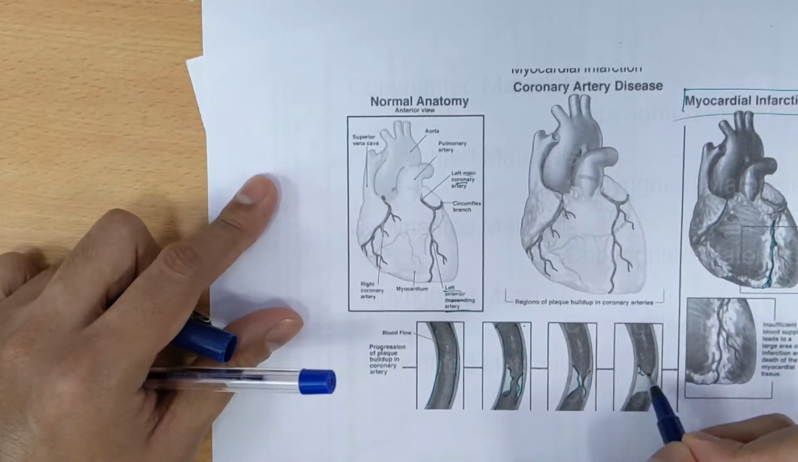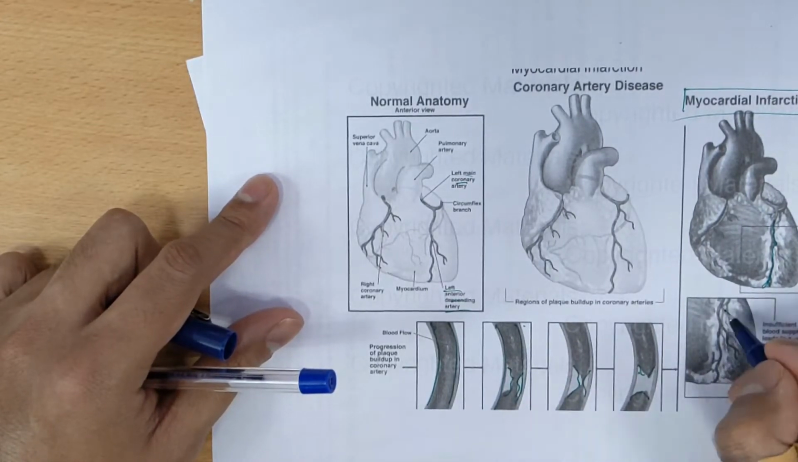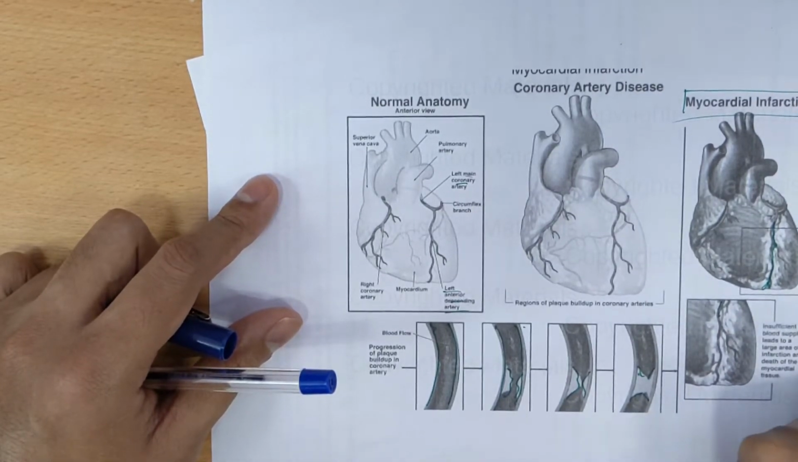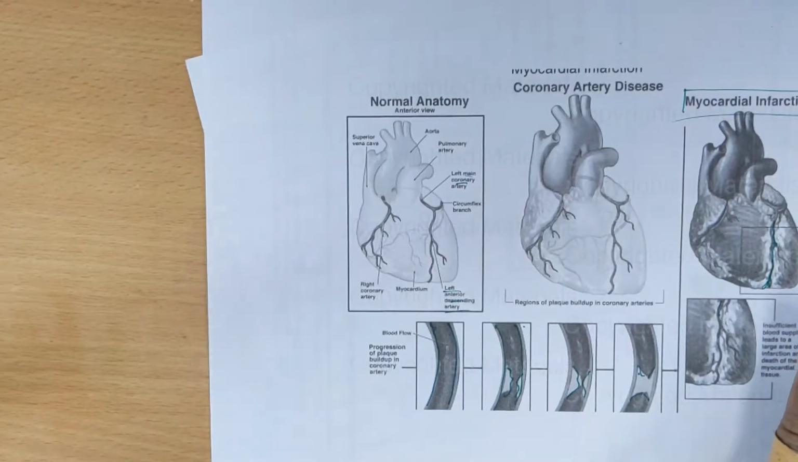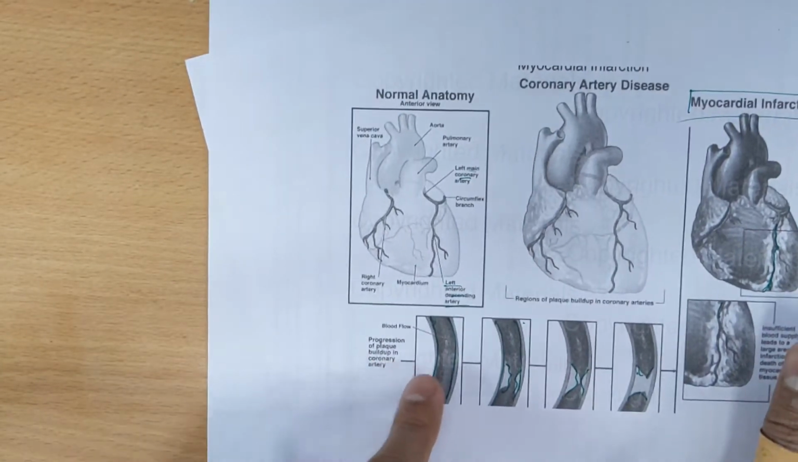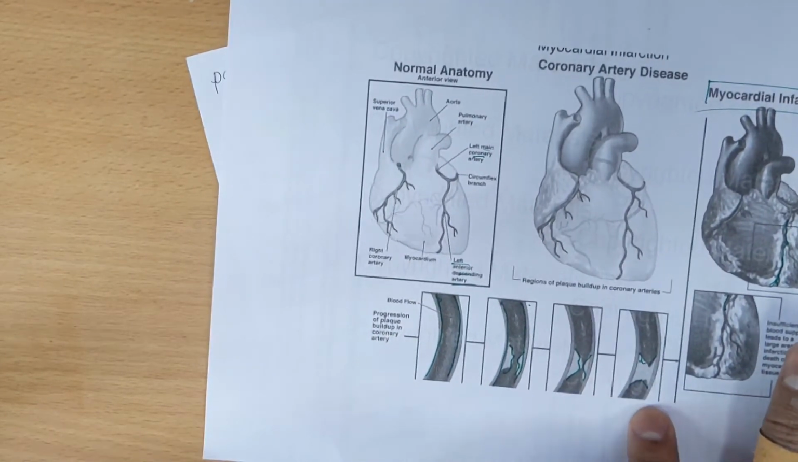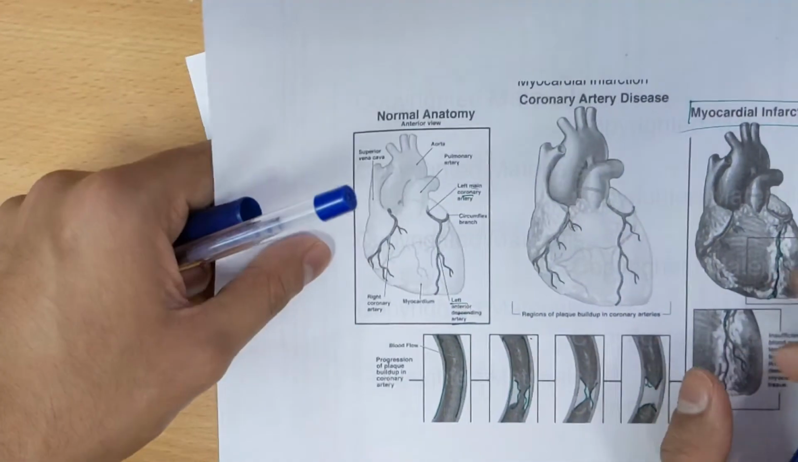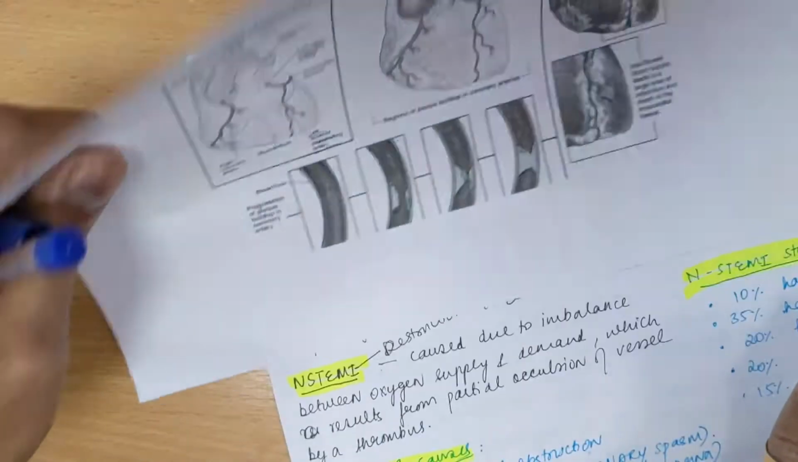So these are the occlusions which can lead to insufficient blood supply to the heart, and that can lead to a large area of infarction and death of the myocardial tissue. So this is the progression of the plaque. In these images you can see this is a later stage, this is before that, and this is the starting. So this occurs inside the blood vessel in the case of MI.